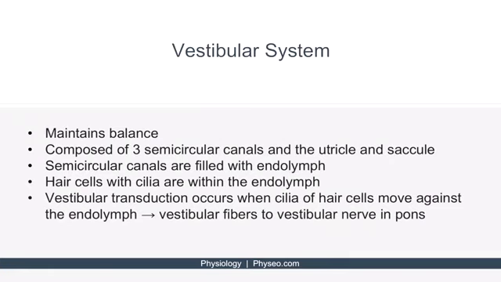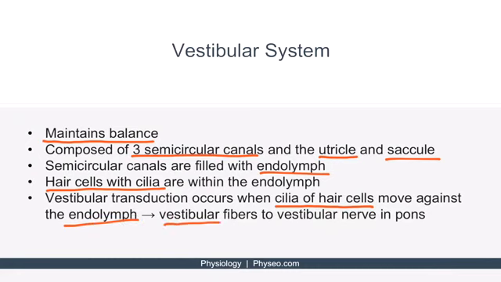Now let's talk about the vestibular system. Now the vestibular system is quite simple in that it maintains balance. And it's composed of 3 semicircular canals as well as the utricle and the saccule. Now these semicircular canals are filled with endolymph, and there are hair cells with cilia within the endolymph. So vestibular transduction occurs when the cilia of the hair cells move against the endolymph. This will cause vestibular fibers to send signals to the vestibular nerve in the pons.